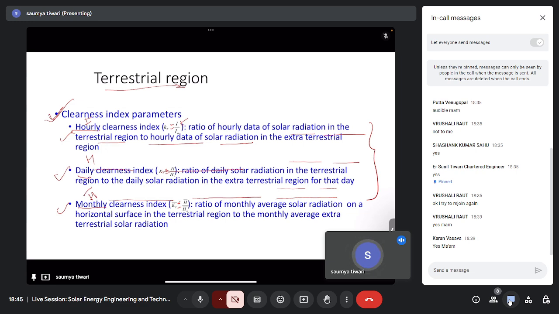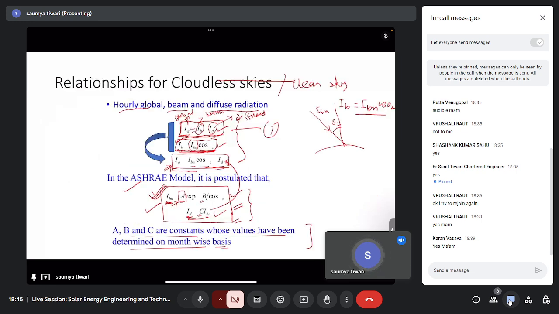Now for a cloudless sky, that is, a clear sky, we know that Ig equal to Ib plus Id. This we have already seen. The global radiation equals the sum of the direct or beam radiation and the diffuse radiation. Now Ib can be given by the normal beam radiation into cos theta z. If this is your tilted surface and this is the solar radiation coming, we are talking about direct radiation. So Ib will be IBN cos theta z. This we have already discussed.